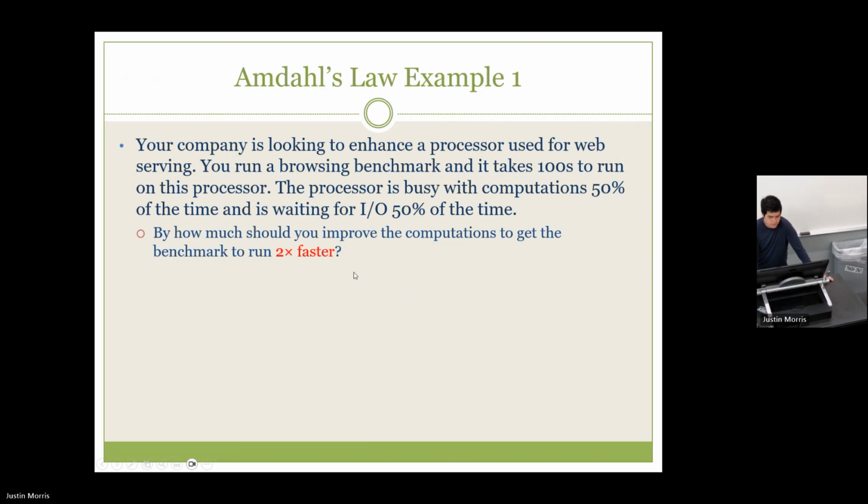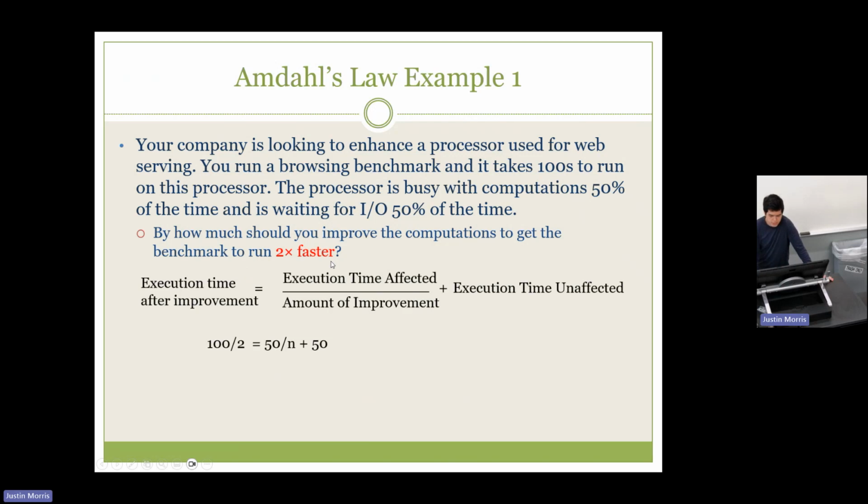So then the question is, by how much should you improve the computations to get the benchmark to run 2 times faster? Well, again, using that same equation, we just put n for the amount we need to improve by. If we solve for it, it's impossible, right? You can't make it 2 times faster. It's at the limit, because we're not improving the input output. So even if this becomes 0, we're not there, right?